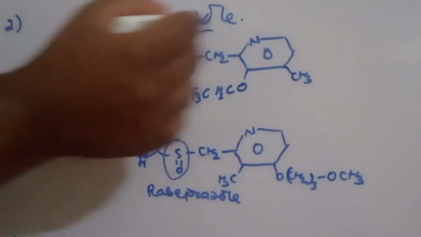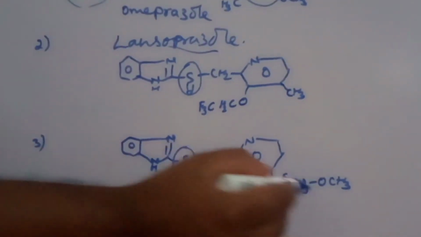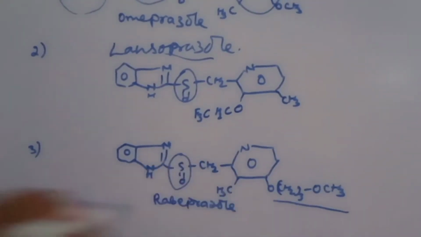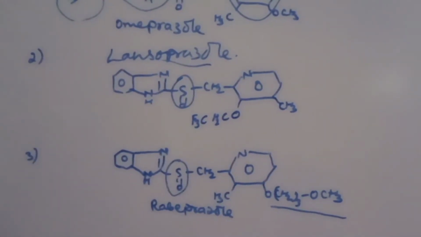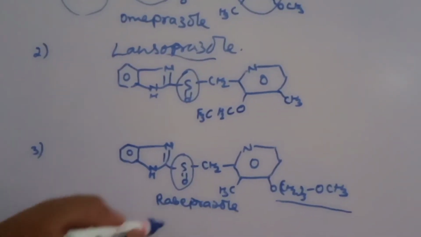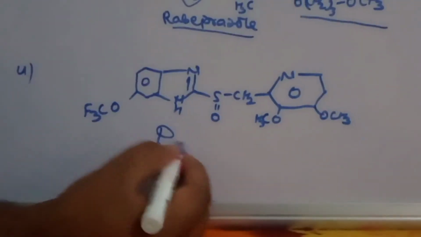Second example is lansoprazole, third one is rabeprazole. This also varies in the substitution. One is a methyl group and another is a methoxy with ether type of linkage groups present in rabeprazole. The last one is pantoprazole.